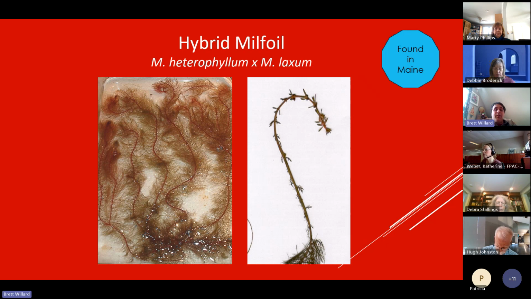Variable water milfoil, like many milfoils, can also hybridize. There are a few lakes in Maine that are infested with a hybrid milfoil, which is a cross between variable water milfoil and comb water milfoil, Myriophyllum laxum. The hybrids in Maine for this one are completely red, which is wild. It has a red stem and red leaves. It does not flower in Maine, but when it does flower, the flower stalk on the right here is rather unusual. It's a very strange looking plant.